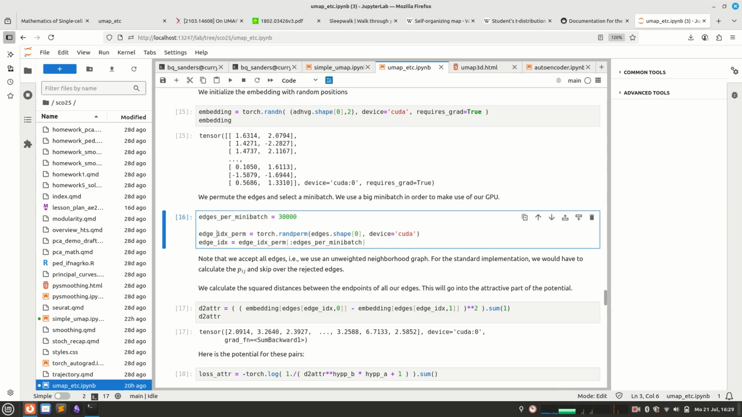for one thing, I make a mini batch of edges, 30,000 edges of all these 200,000 edges of my neighborhood graph. In the UMAP implementation, they go edge by edge, but I take 30,000 edges in one go because I want to run it on a GPU, so I want to be able to do some kind of parallel working. And I permute all the edges and take the first 30,000 permuted edges.